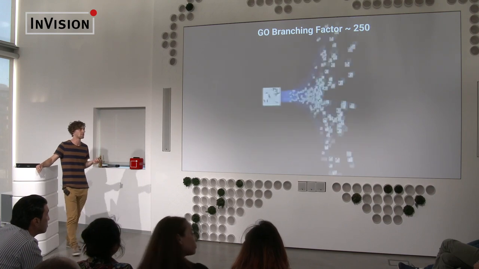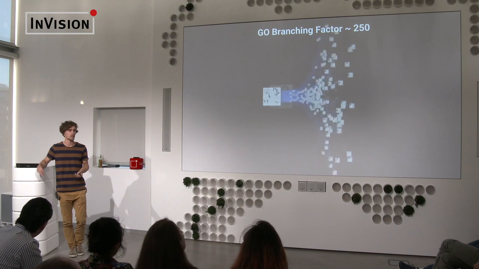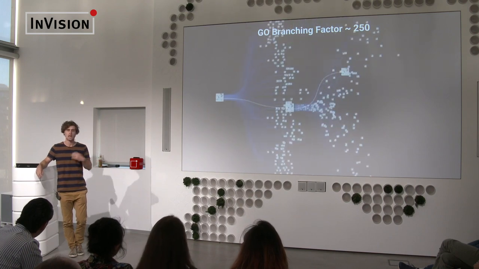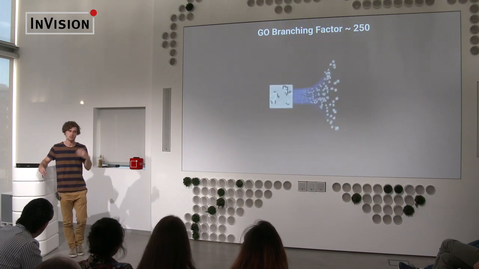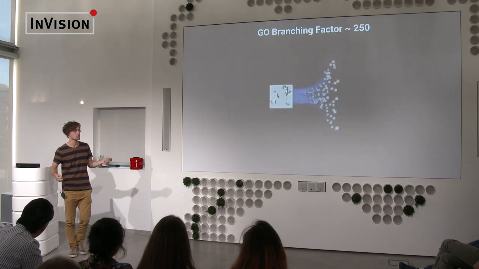And so people have been thinking about when an AI would be able to beat the human professional at a game like Go. And people were saying, yeah, it's going to take at least 20 or 30 more years before we have computers that are powerful enough to do this.